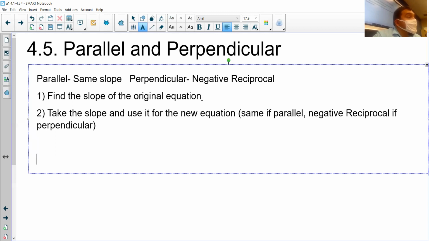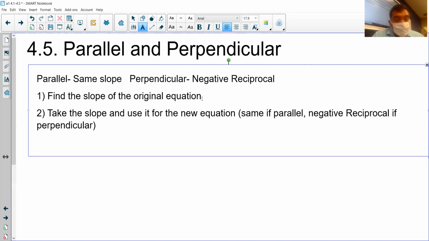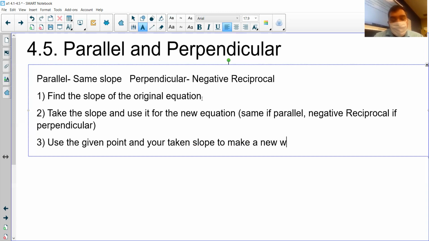For the perpendicular lines, all you do is take the slope from the original equation and find the new one. Is it all right if I just do an example eventually, and then most of your questions will be answered? That's a good question, because the third step is to use the given point and your taken slope to make a new equation.